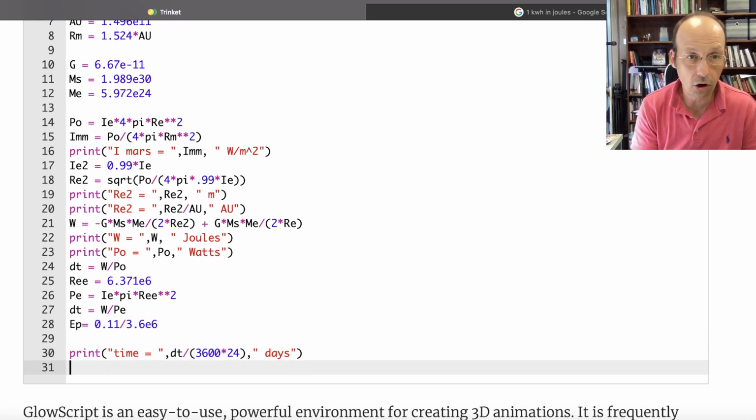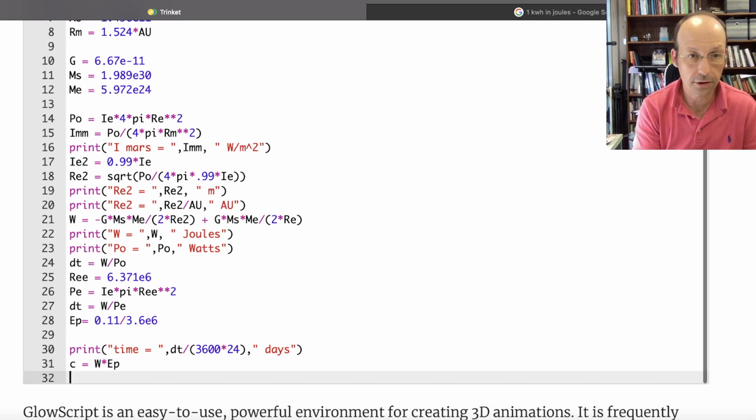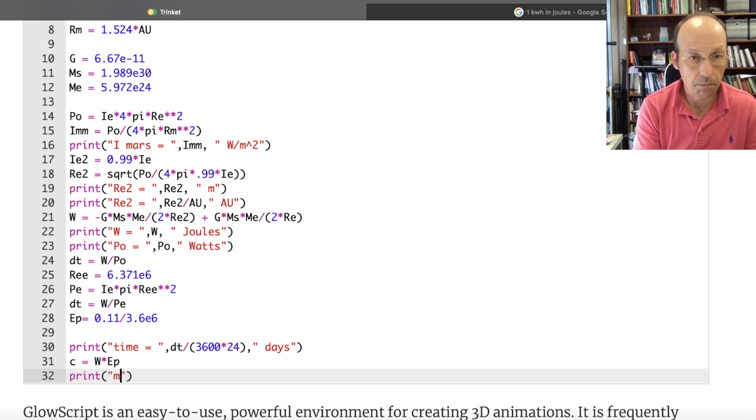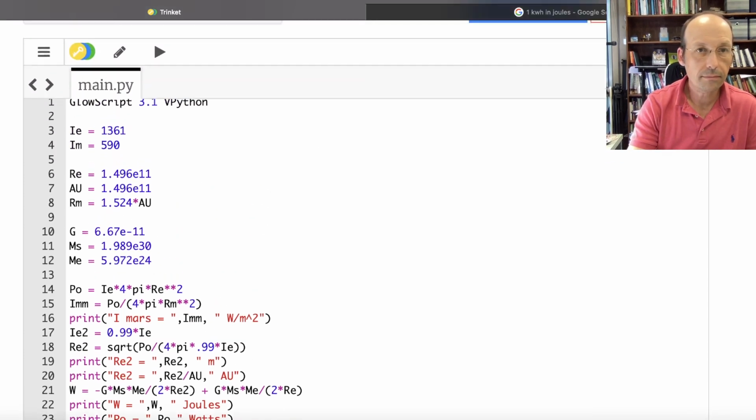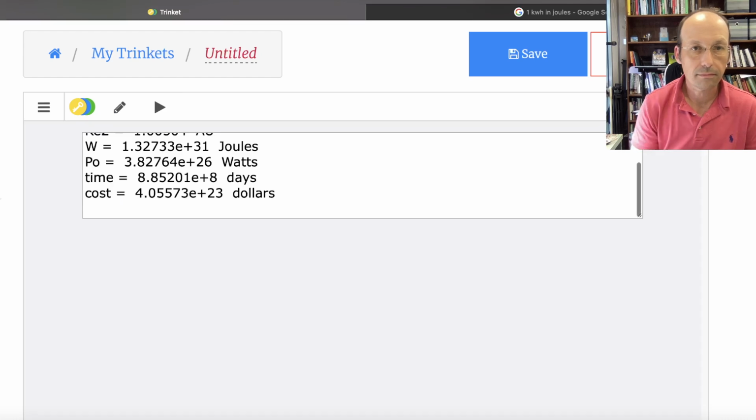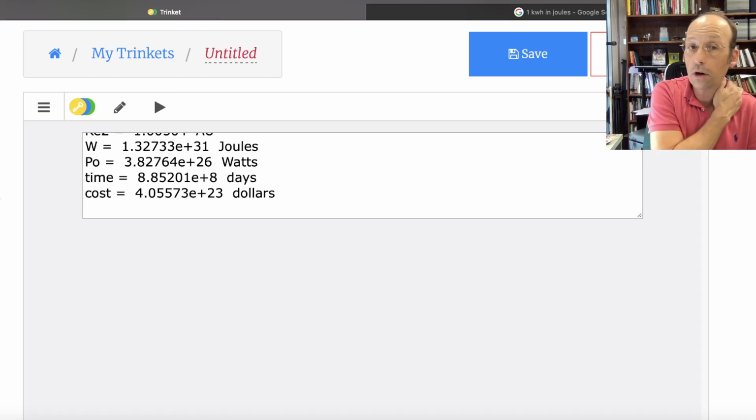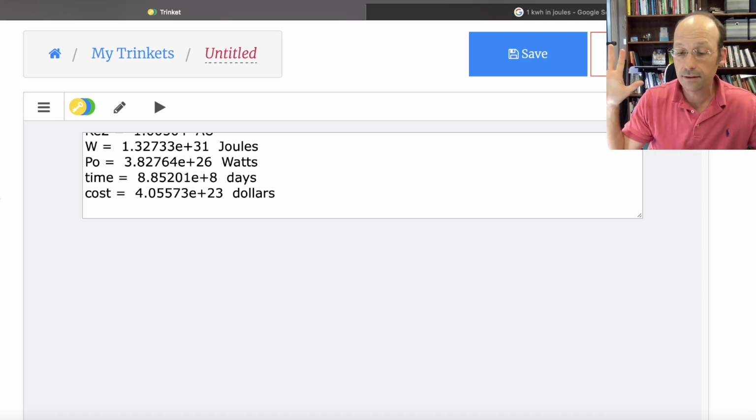And now let's calculate the cost. C equals W times EP. Joules, yeah, and that'll be in dollars. So print moving Earth cost, C, dollars. Okay, it would cost 4 times 10 to the 23rd dollars. No one has that much money. The end. I think I proved my point.